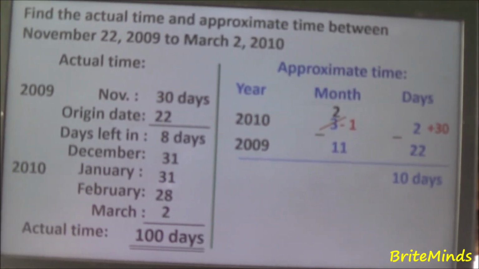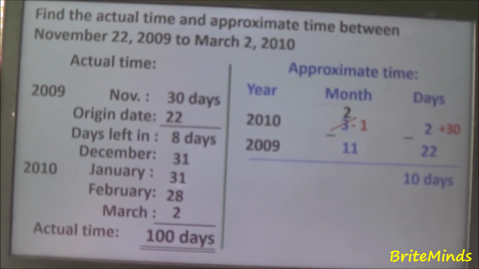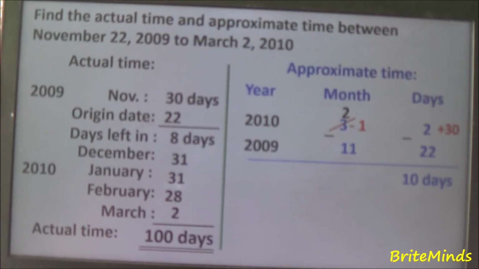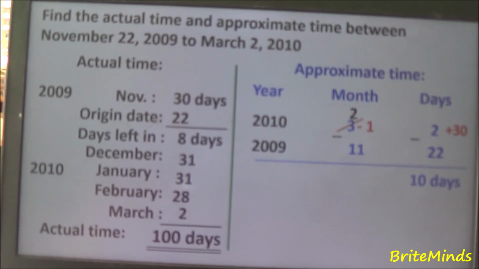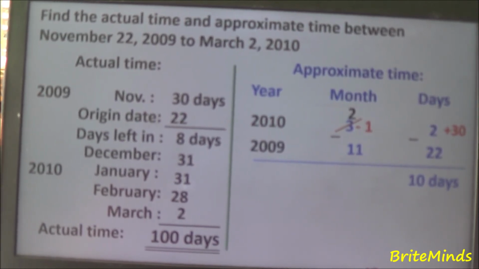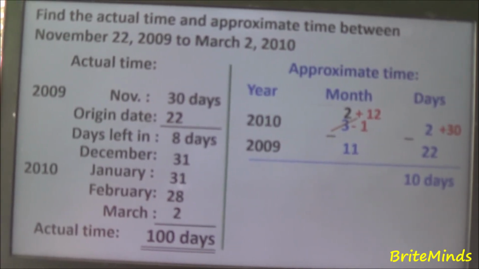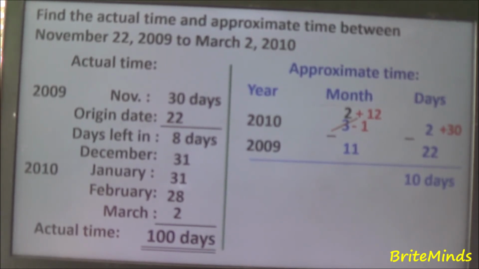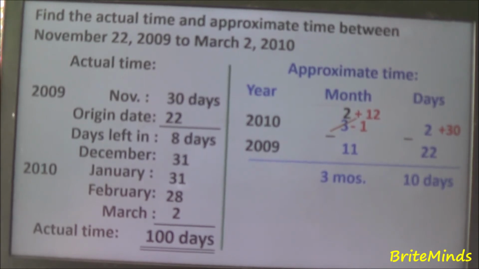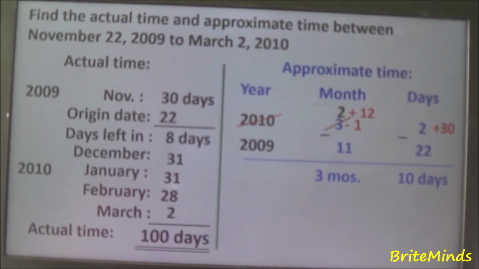And then we go to the month. 2 minus 11. Since we cannot subtract 11 from 2, we need to borrow 12 months from the year 2010 and add to the months. So 2 plus 12, we have now 14. 14 minus 11, so the remaining months is 3 months. And then this will be 2009.